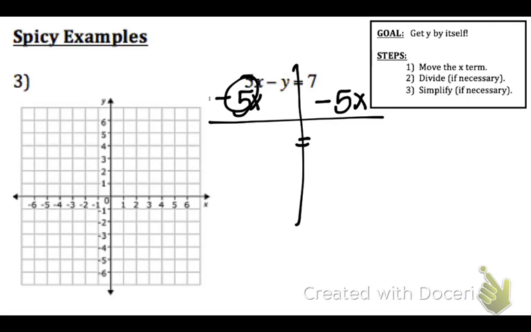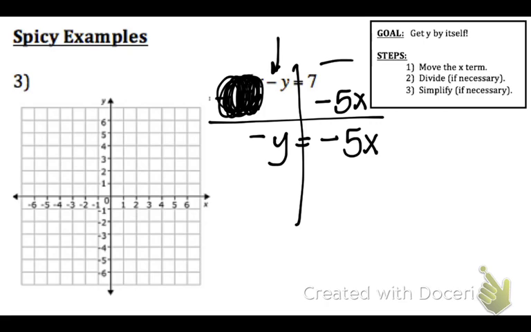And here is where it can be tricky. A lot of people just bring down y. But what they're missing, I'm going to scratch this out to make it obvious, what they're missing is this negative, this minus sign. We actually have to bring down negative y. Okay, negative y. Then we have negative 5x and bring down our plus 7.